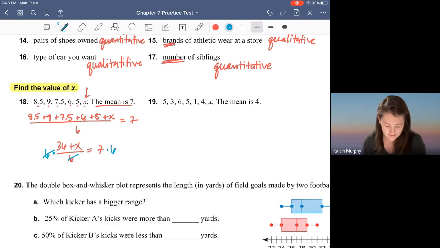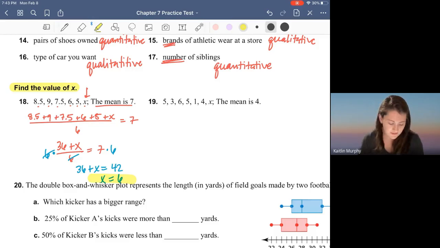That leaves me 36 plus X equals 7 times 6, which is 42. And then I just have to subtract the 36 from both sides to find out that what we're missing, X, is 6. X equals 6. And you could always go back and double check that. You could put that in and then calculate the mean and make sure that it ends up being 7.